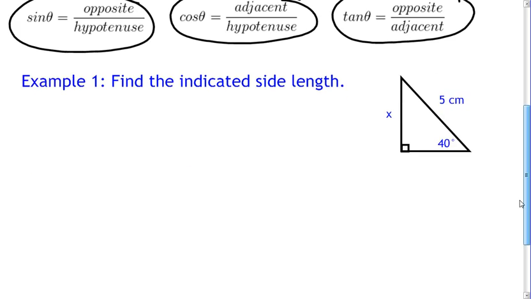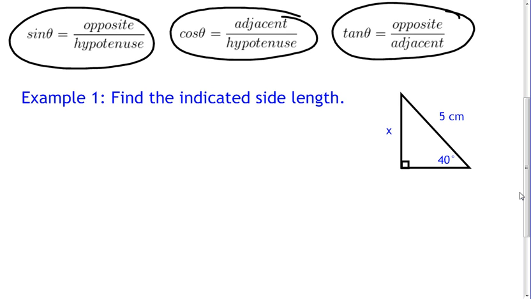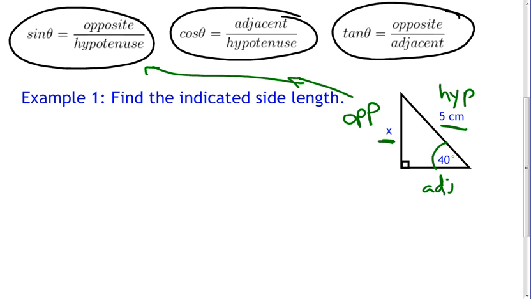In this example, we're trying to find the length of the missing side. It's the same triangle that we looked at earlier with some additional information. So here's the angle. The opposite side is over here. The hypotenuse is here. And here's the adjacent side. In this triangle, we have information about the hypotenuse, and we're trying to find the opposite. So we need to find the ratio up here that has opposite and hypotenuse in it. That's the sine. So we're going to go ahead and use the sine ratio.